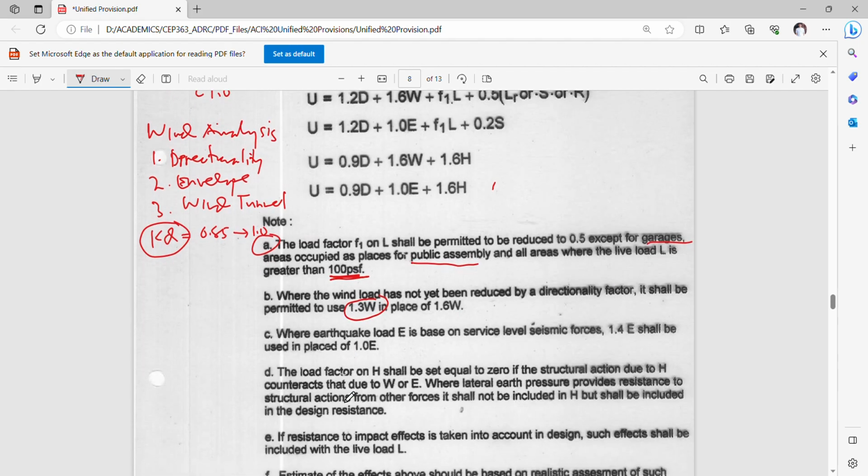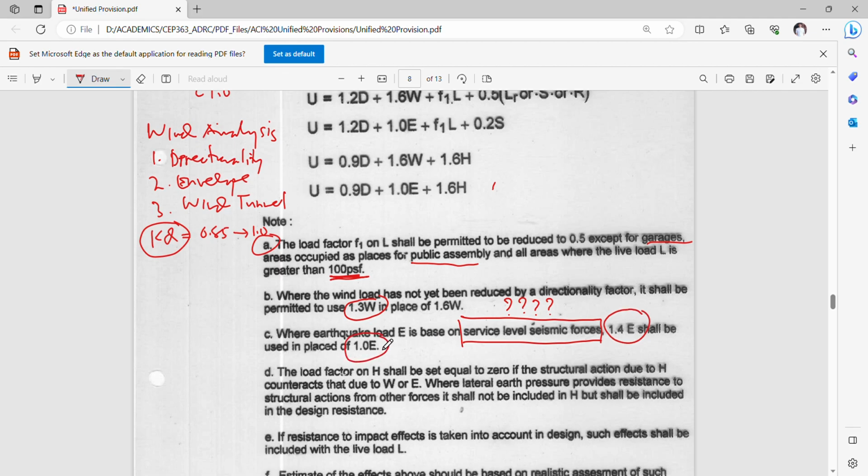Okay, for letter C, where the earthquake load is based on service load level seismic forces, again, this is the term used here. So what's the meaning of this is a big question. How do you know that your earthquake is computed in terms of the service level seismic forces? But if you know how to distinguish that from the other, then we can simply settle what to use if we will consider 1.4E or 1.0E.